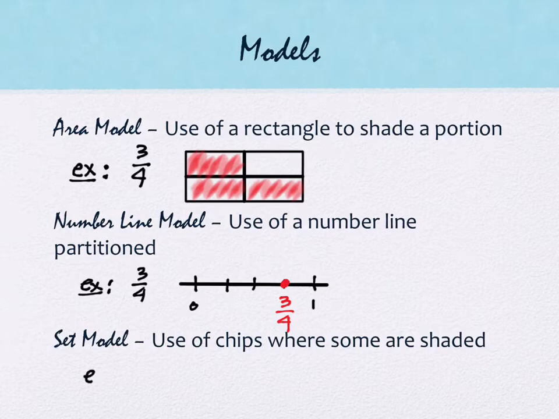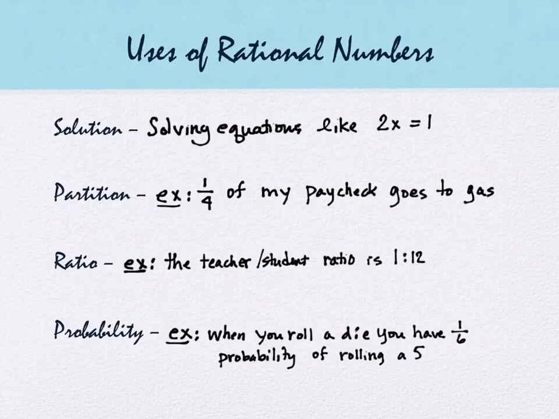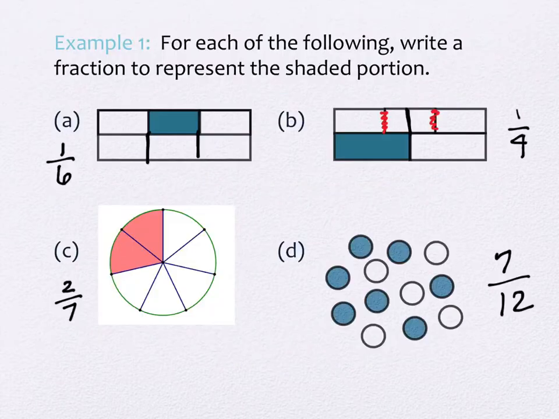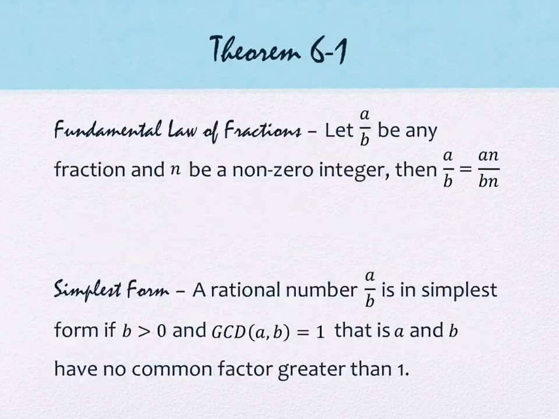And the last model is called a set model. We've seen this one used. That was the 7/12 diagram that you had over here with the blue circles shaded in and then the vacant looking ones. That's a chips model or a set model.